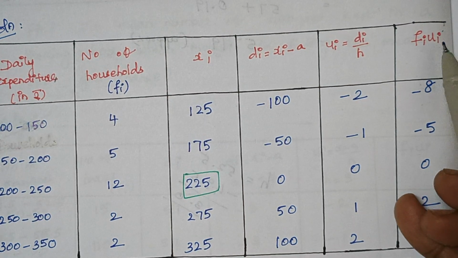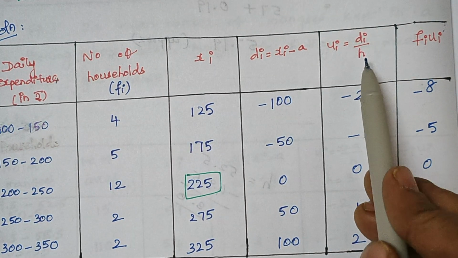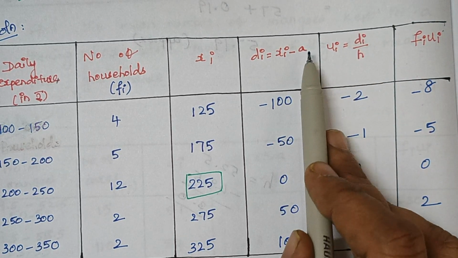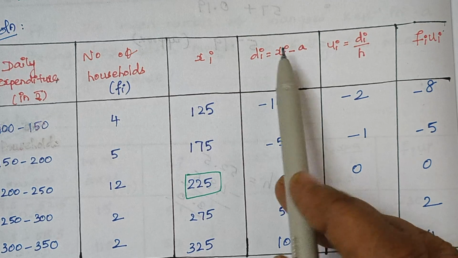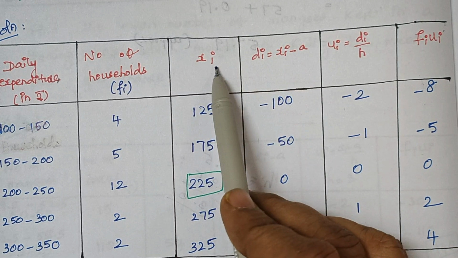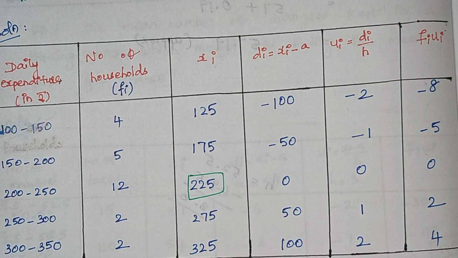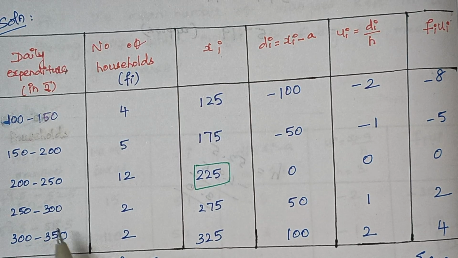What is ui? ui is nothing but di by h. What is di? di is nothing but xi minus a. We don't know what xi is, therefore we are framing a separate column for xi. Based on the formula, you can frame the number of columns in the table. First write down the things which are given in the problem.